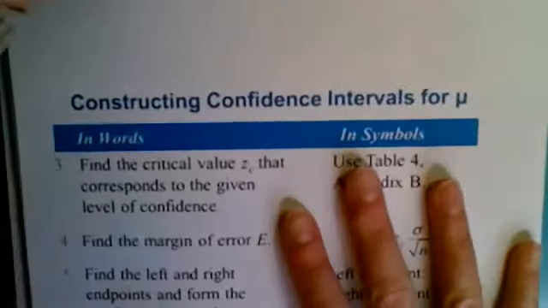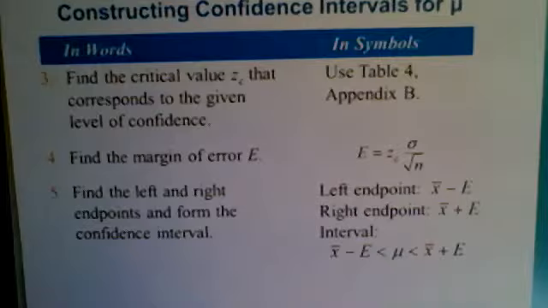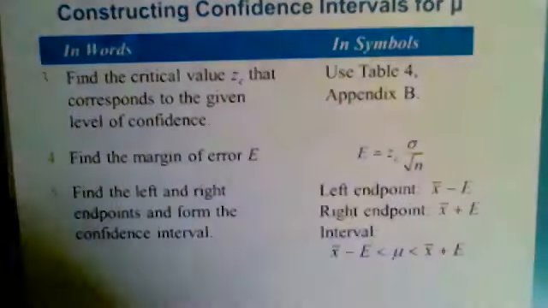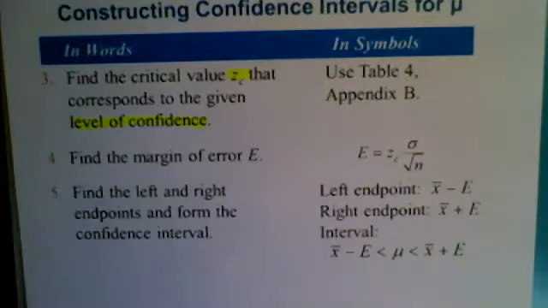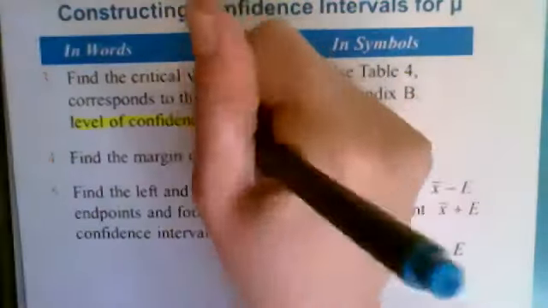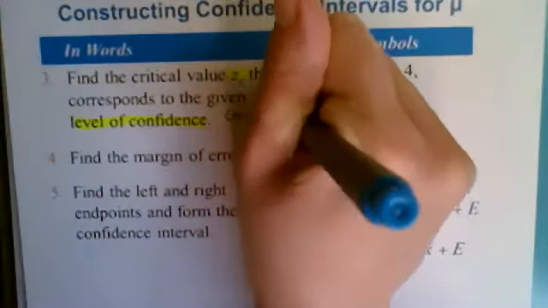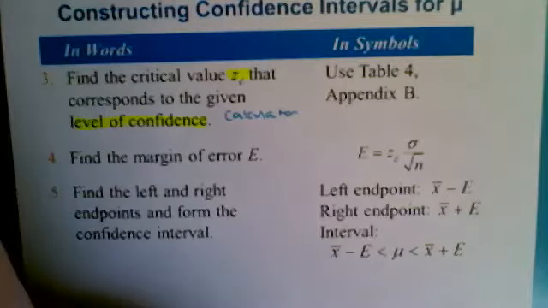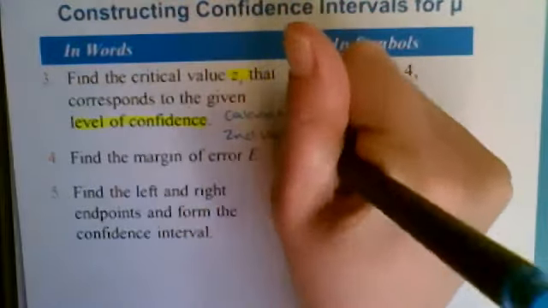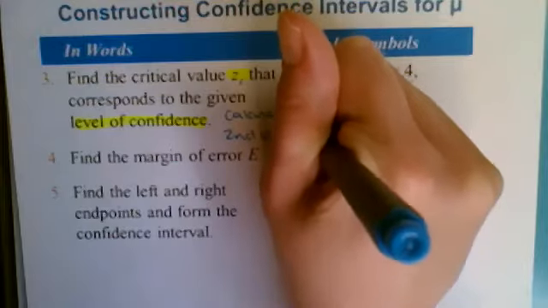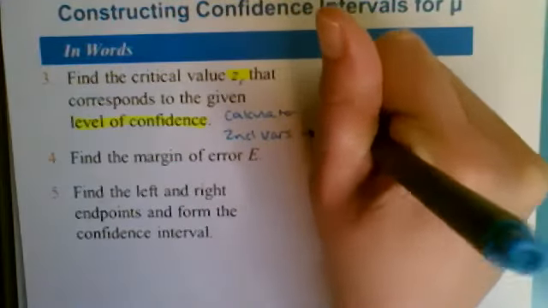Once you have the mean, you're going to find the z-score that corresponds with the confidence level. As I mentioned before, you can use the table for this. You can also use your calculator. Remember the calculator, it's going to be second vars, and then inverse norm.